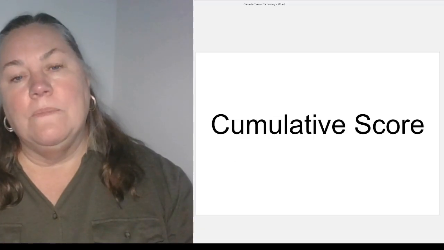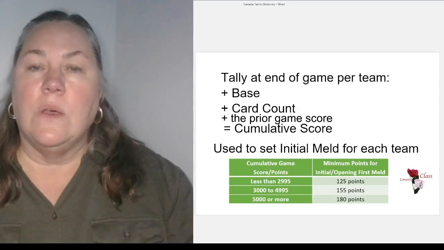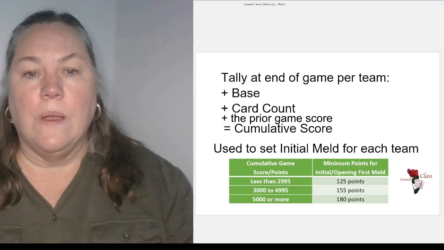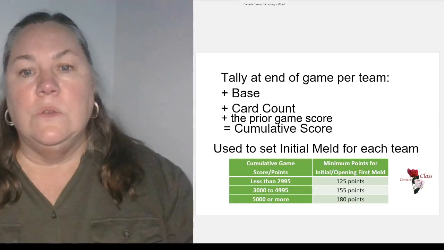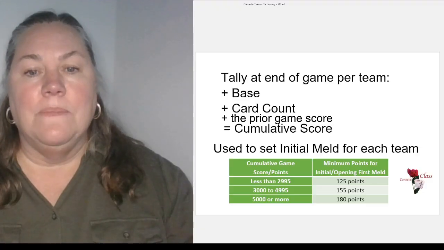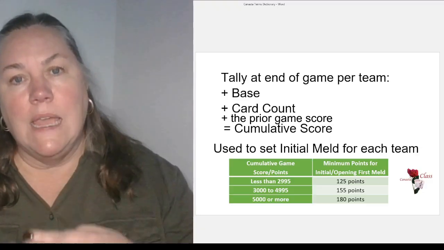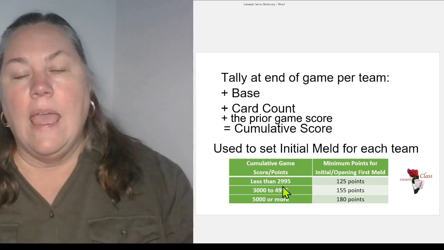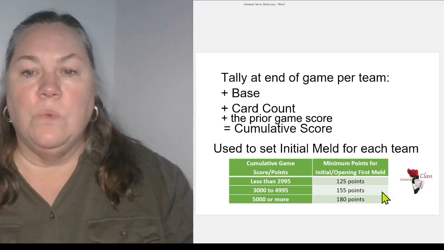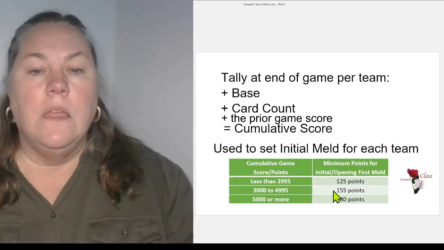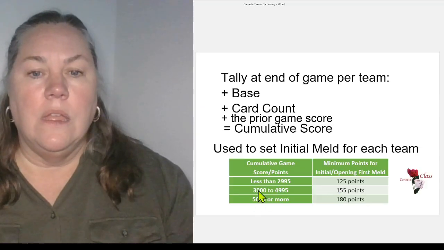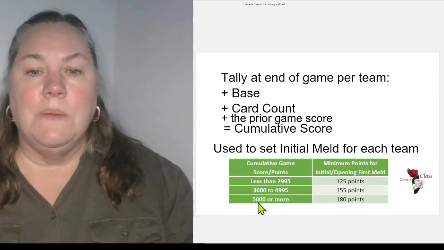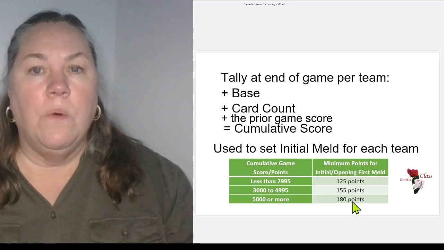Your cumulative score. Your cumulative score is also tallied based on the base, and the card count will equal your cumulative score. The cumulative score is used to set your initial meld for each team. So based on your scores from each game, they're tallied, and then the total at the bottom, you come to this chart, and where you are per team is what your initial opening melds will be. So if your tally is 3,100, your new opening will be 155. If the other team has maybe 6,000 points, their new opening will be 180.